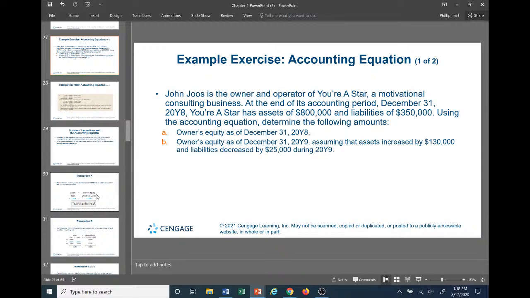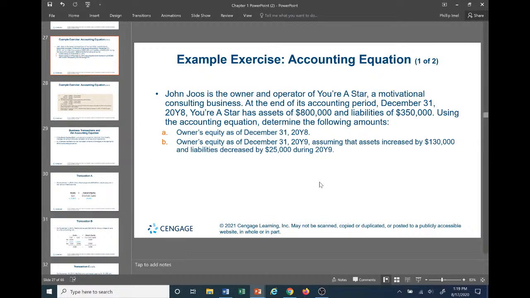So let's say John Jews is the owner and operator of Eurostar, which is a motivational consulting business. At the end of its accounting period, which is December 31st, 2008, Eurostar has assets of $800,000 and liabilities of $350,000. Using the accounting equation, determine the following amounts. So part A, what would owner's equity as of December 31st, 2008 be relating to this data here?